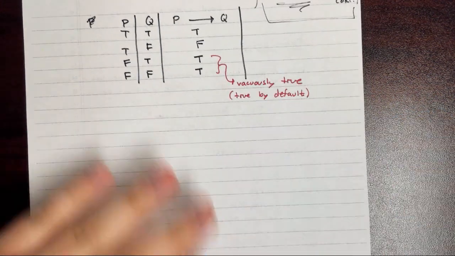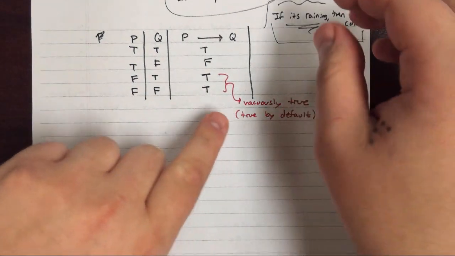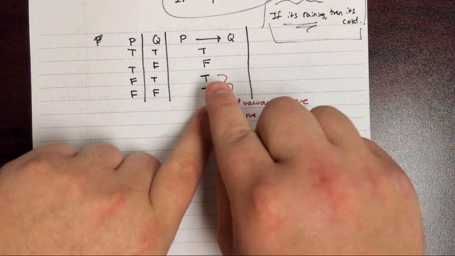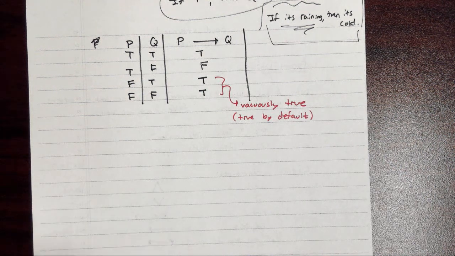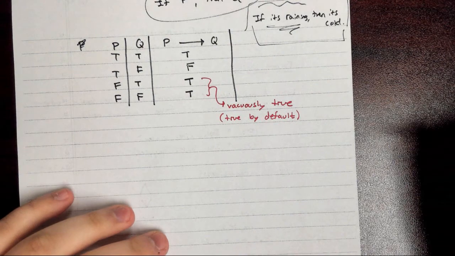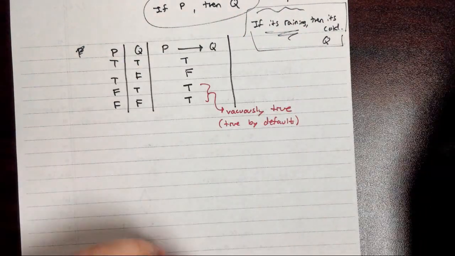I don't really understand how it's true by default. Well, when you say it, you don't understand why it is true by default. What is your it referring to? Hold on. Is that statement like if it's raining is P and cold is Q? Yeah, raining is P and cold is Q.